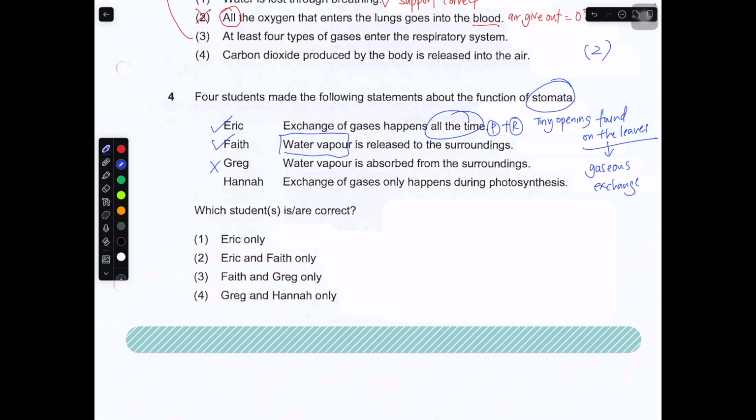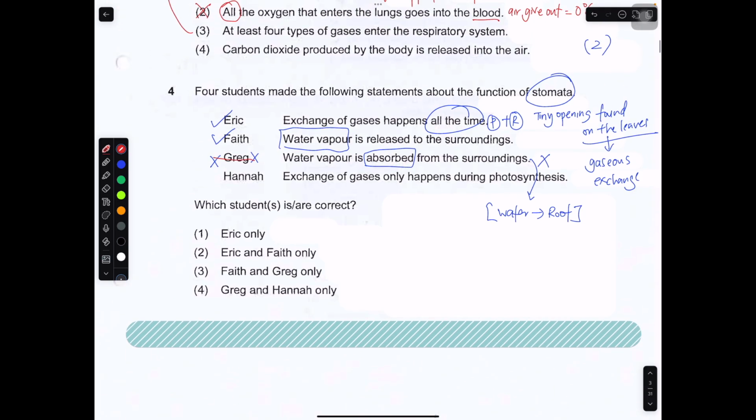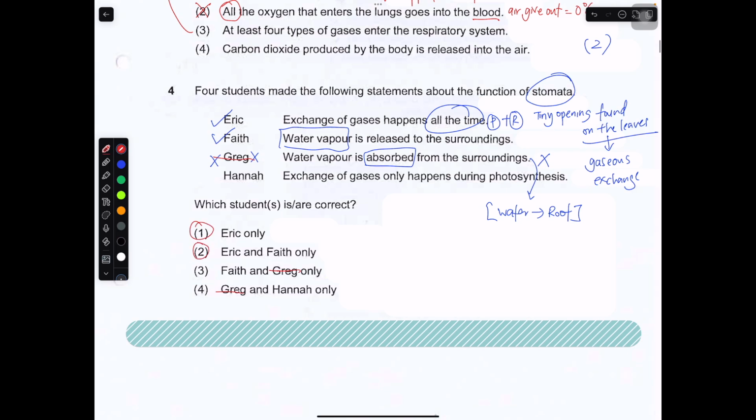This is wrong. Water vapor is absorbed from the surrounding? No, water vapor will not be absorbed from the surrounding through the stomata. The plants take in water through the roots by absorption. So this is a wrong statement. We just cross it out. So actually from here, anything with red is straight away wrong. So your answer is only left with 1 and 2. And if you know that Eric and Faith are correct, then your answer naturally will be number 2.